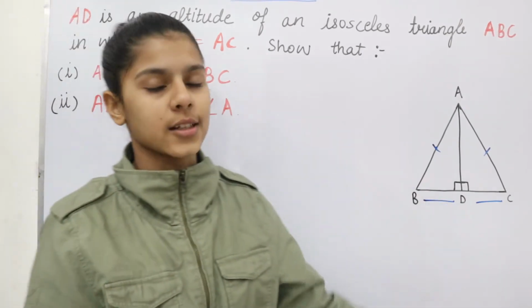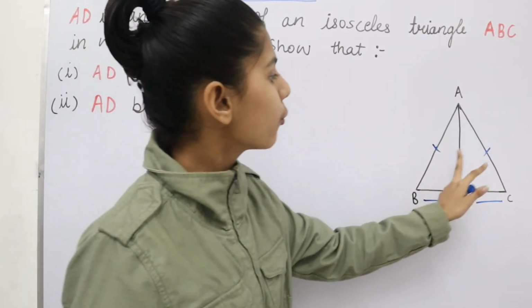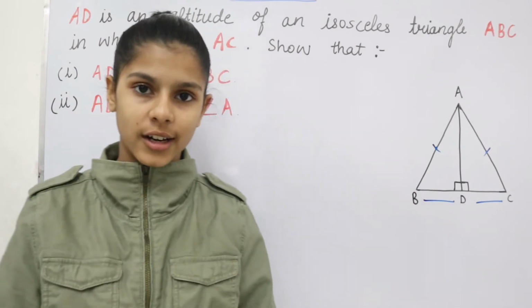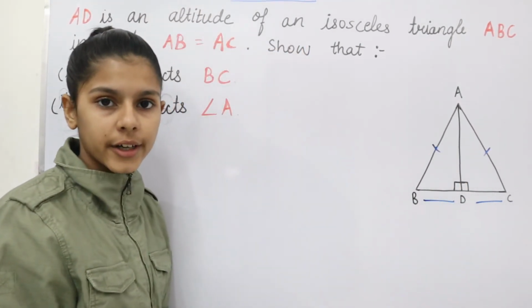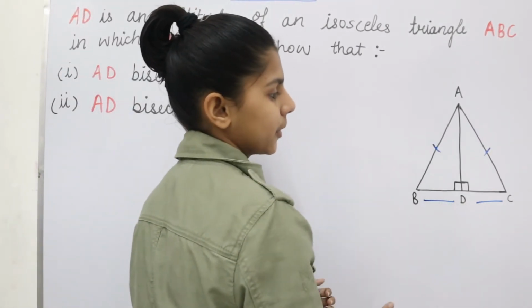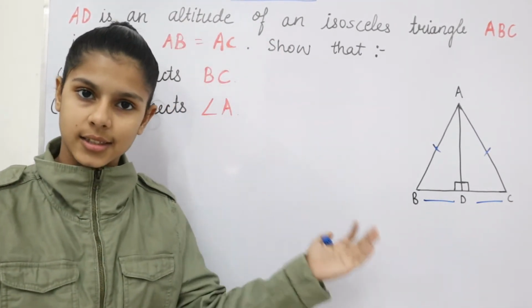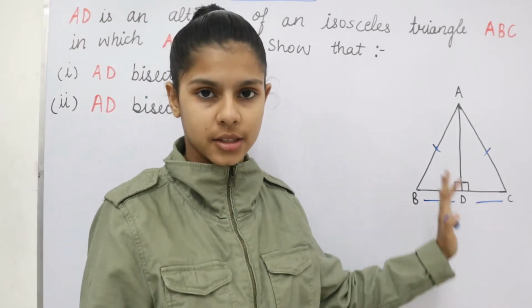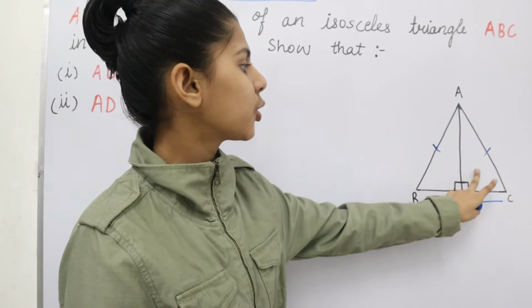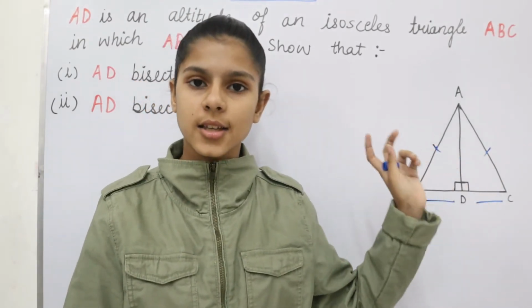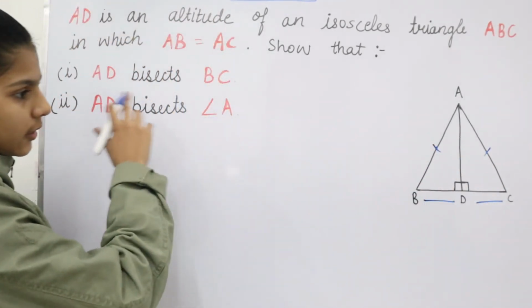So for proving this, we have to prove these both triangles congruent, because when we prove these both triangles congruent, automatically BD will be equal to DC. These both line segments, the halves of this, will be equal. So first of all, we need to prove these both triangles congruent. Then we will do the rest of the parts.